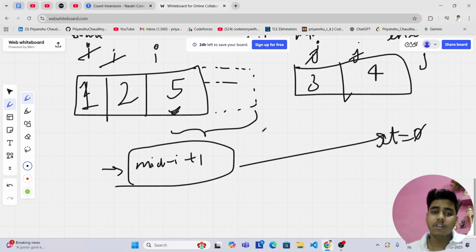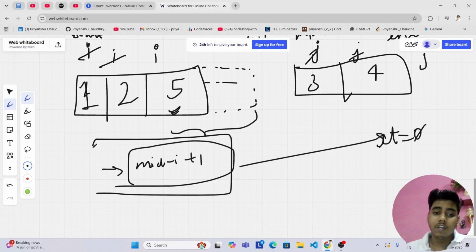We have to just add a single line of code for counting the inversion. When we find any element in the first array greater than the element in the second array, we will say we have found a pair, and we will increase our inversion count. This inversion count will be increased with mid minus i plus 1.